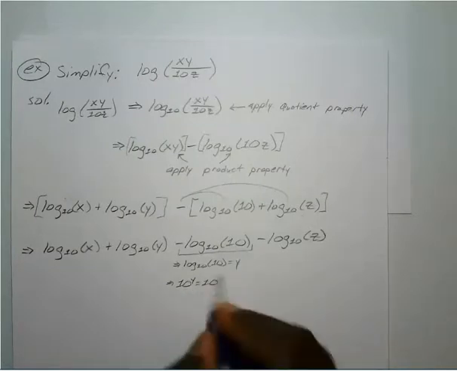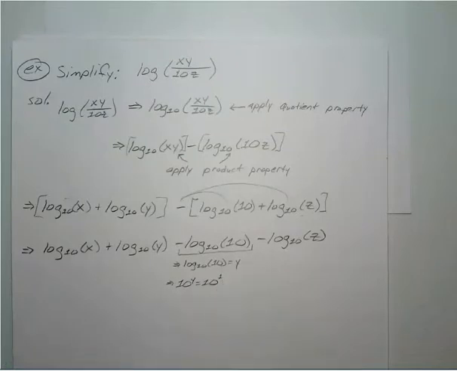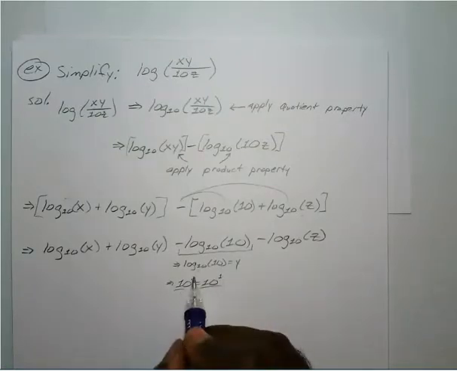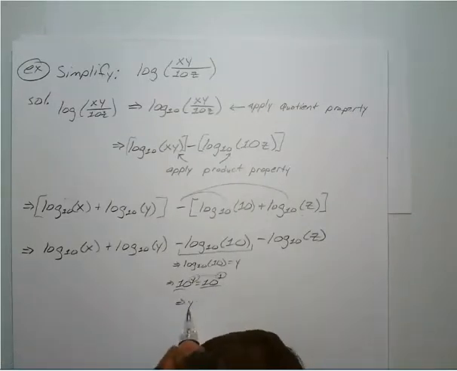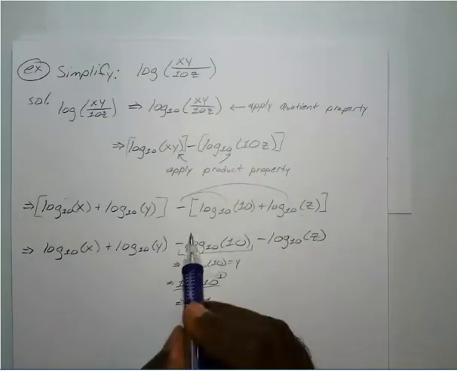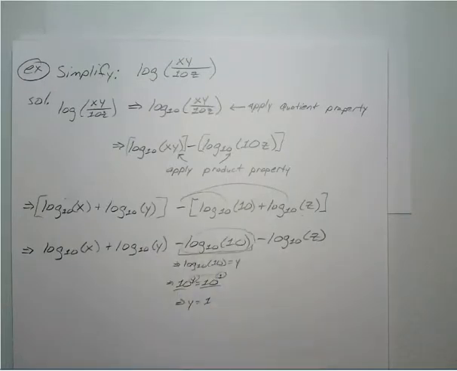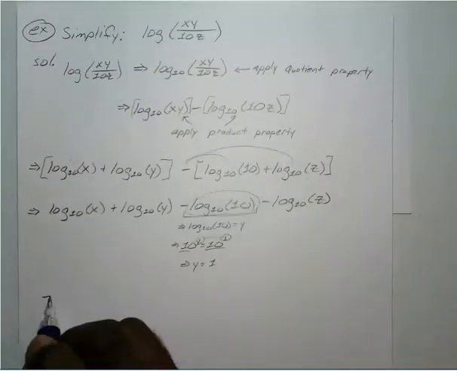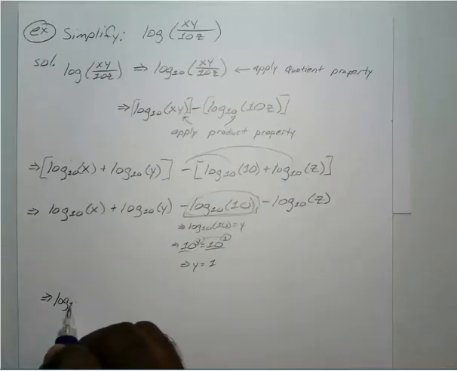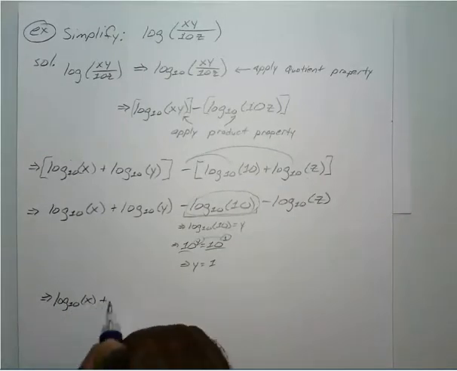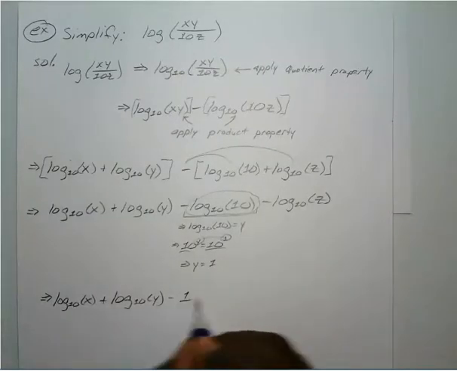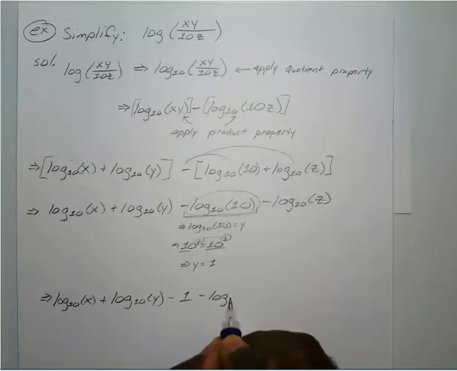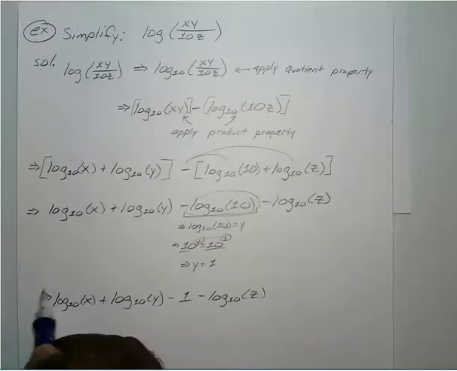Okay, so we know that 10 is the same as saying 10 to the first power. So as long as our bases match, this is equal only if the exponents are equal. So we know that y is equal to 1. So this entire term is equal to 1. Okay, so your final simplified answer is log base 10 of x plus log base 10 of y minus 1 minus log base 10 of z.